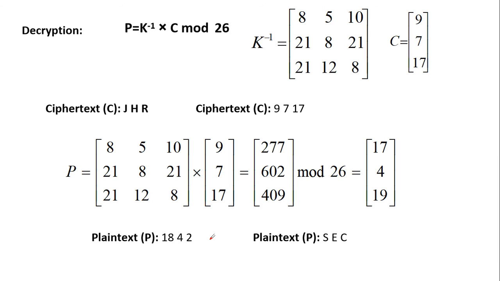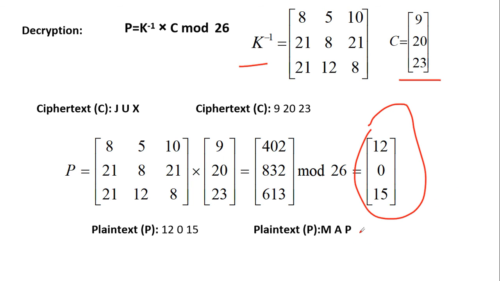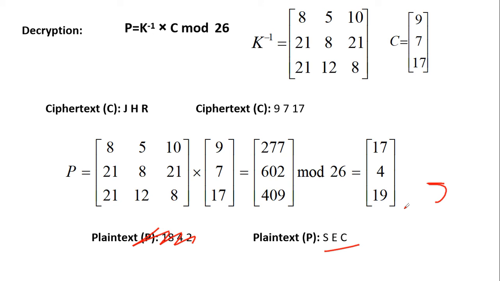This is not actually a mistake. The next characters we got here: first is SECRET, and next is nothing but the MAP characters. So here it is nothing but the RET. So we are getting the original plain text after applying the decryption operation. So this is all about the Hill cipher for a 3 by 3 matrix. Thank you.